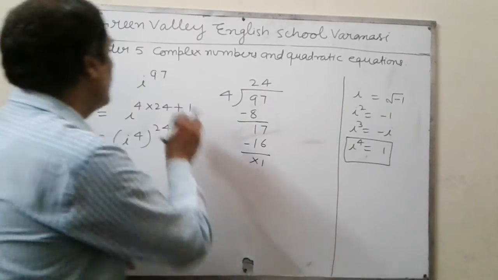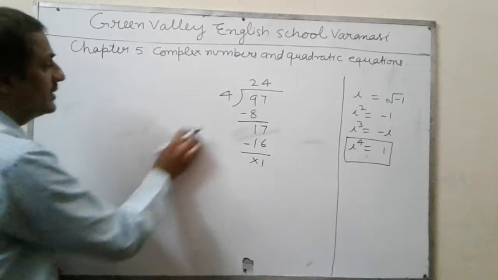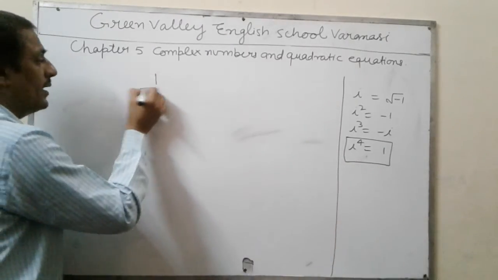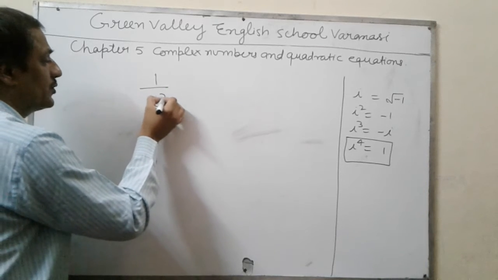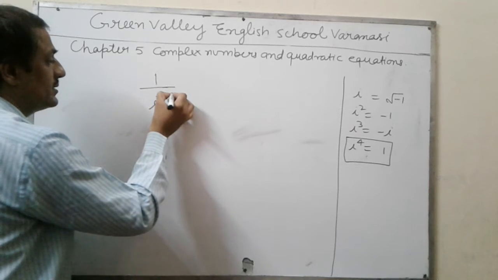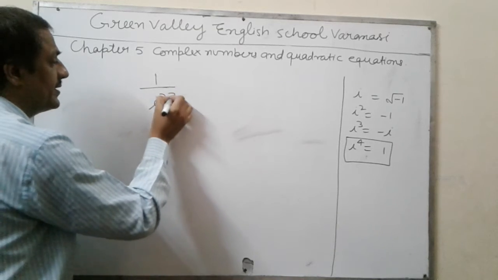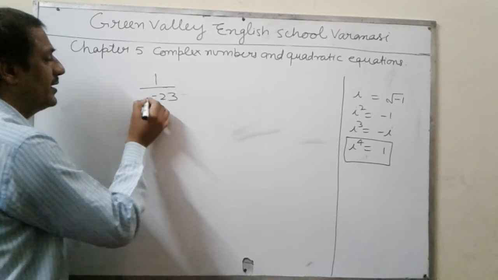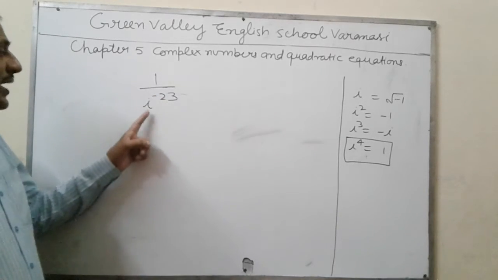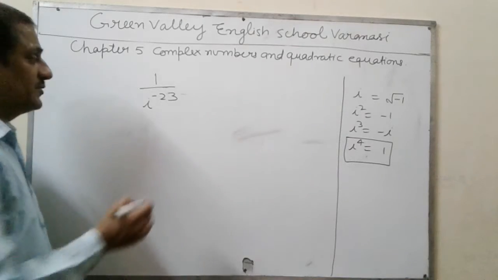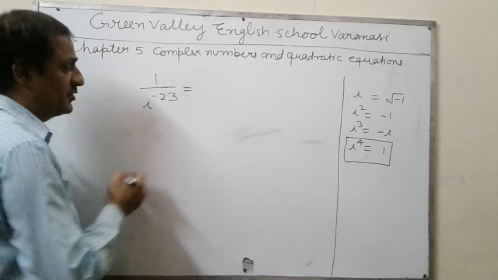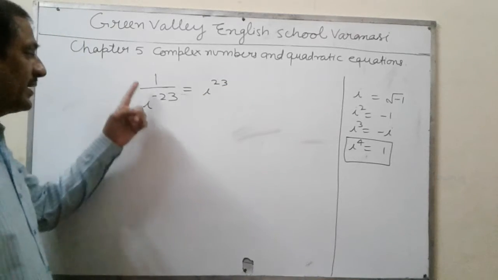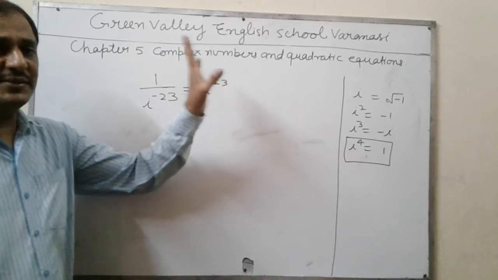Now I am taking some more questions. Children, can we find the value of 1 upon i power 23? Can we find the value of i to the power minus 23? Yes, we can find it. First I am going to write it like this: 1 upon i to the power minus 23 is equivalent to i to the power 23.